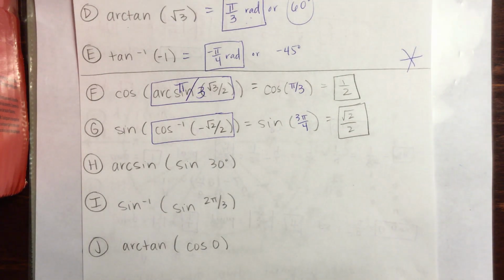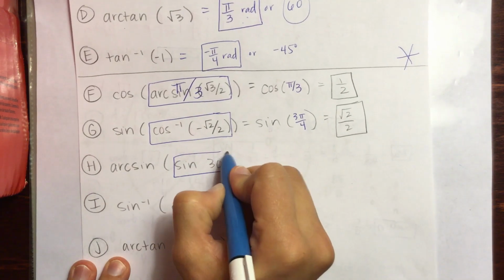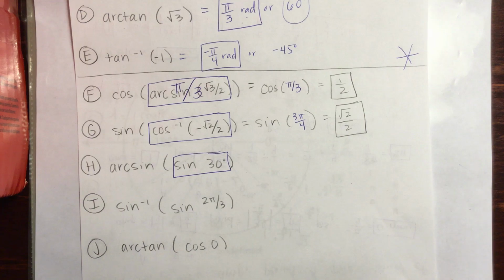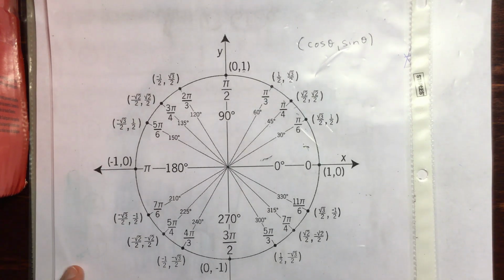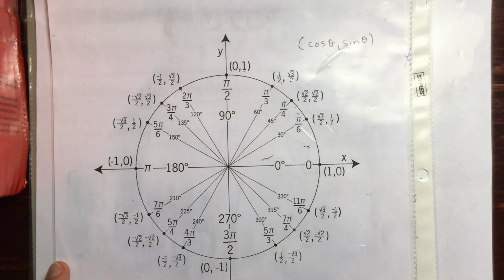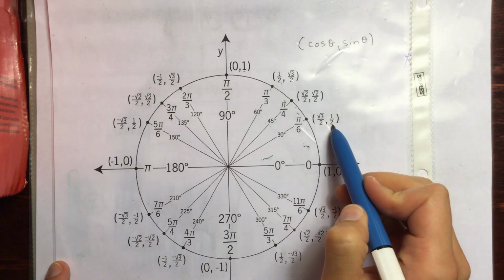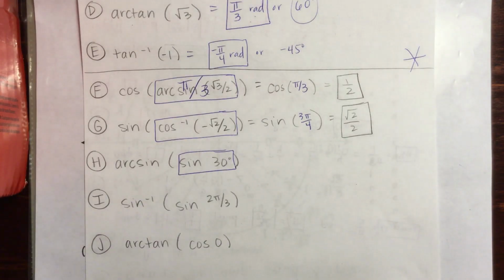All right, let's keep on going. You don't have to have your inverse piece on the inside. You can just have a normal sine function on the inside, or cosine or tangent function. So sine of 30 degrees. This is a sine, so we're looking at our normal unit circle. Go to 30 degrees, and the sine fraction is 1/2.